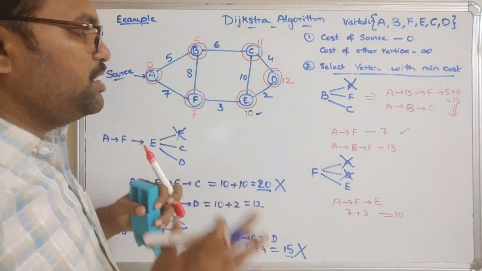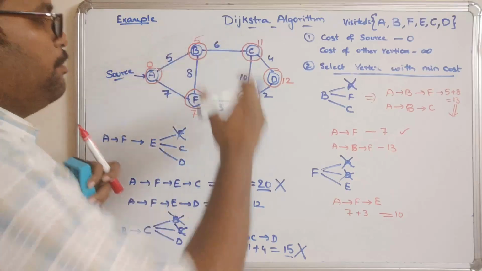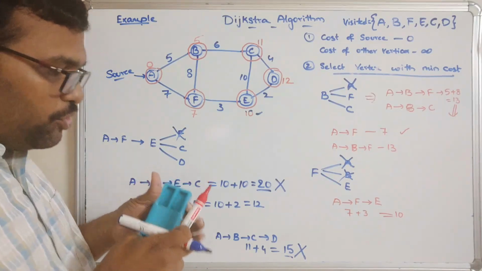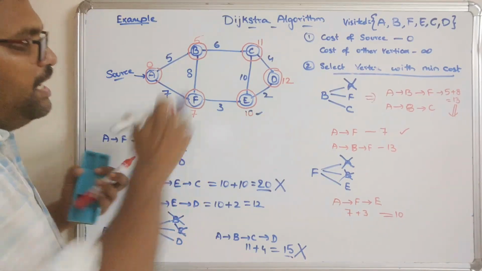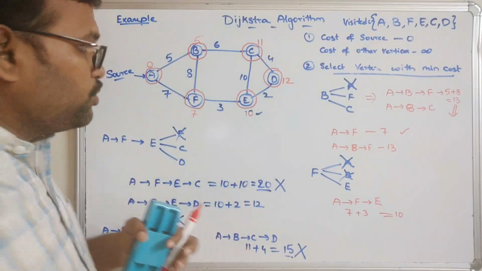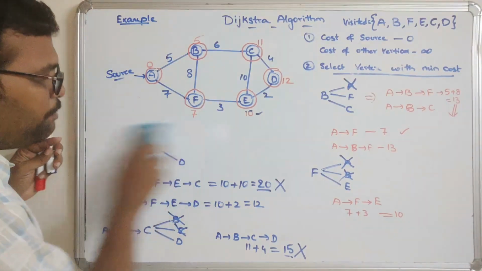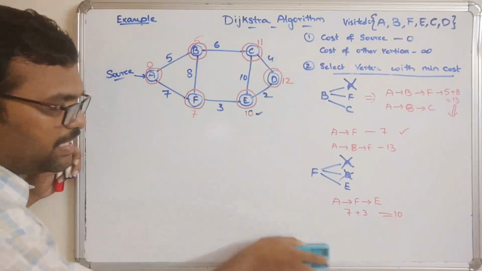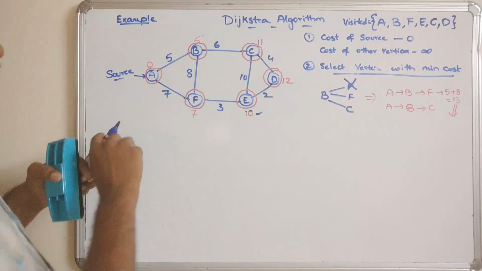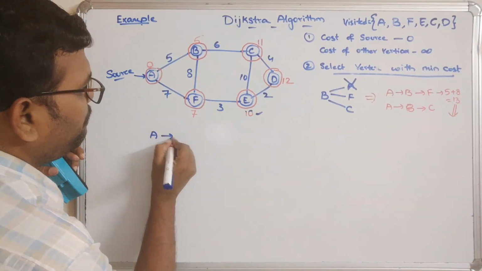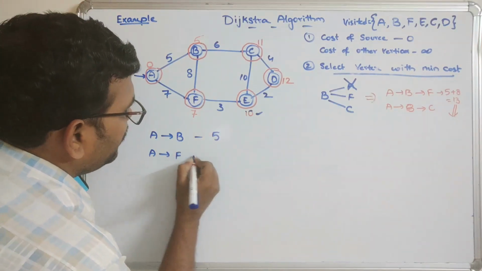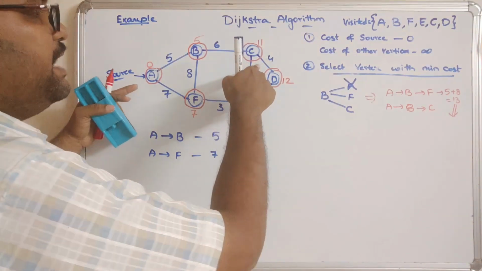So this is the procedure to find the minimum cost for each and every vertex from the source vertex. First the source is A. B, C, D, E, F are the different vertices. So we are finding the shortest path to reach all other vertices from the source vertex. So what is the shortest path? Let us take A to B, that is directly 5, and A to F, it is directly 7.